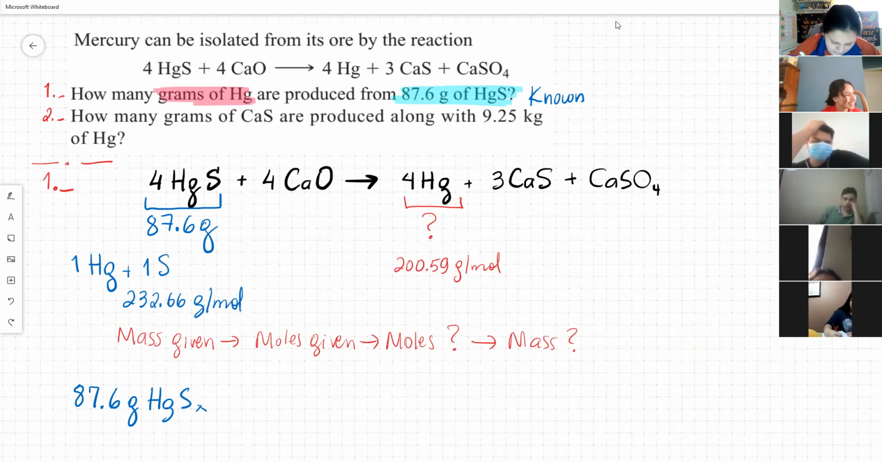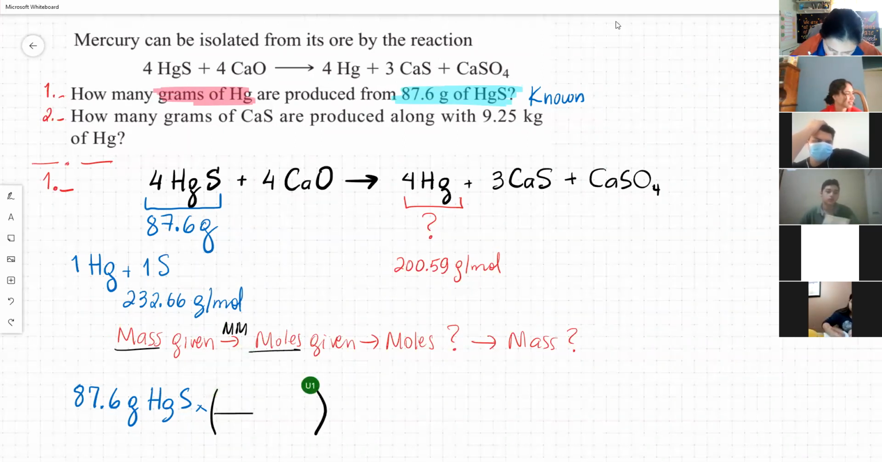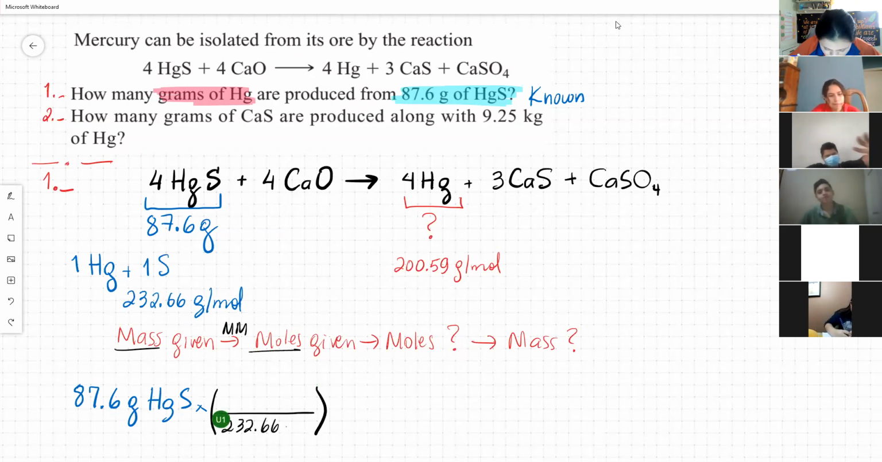And then I continue with this. From mass to moles, I'm going to be using the molar mass. So here I'm going to write the molar mass. Where am I going to write the grams? Up or down? Down.